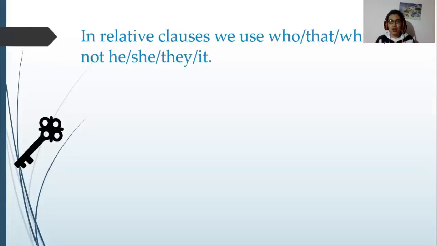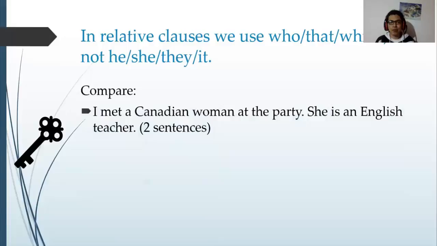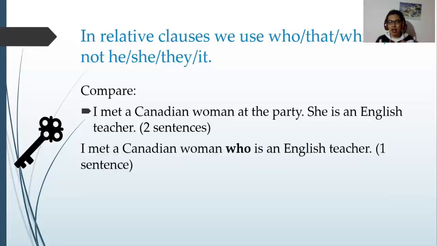In relative clauses, we use who, that, which, not he, she, they. Compare. I met a Canadian woman at the party. She is an English teacher. Two sentences. Or, I met a Canadian woman who is an English teacher.